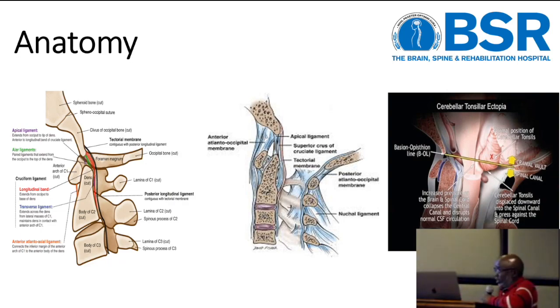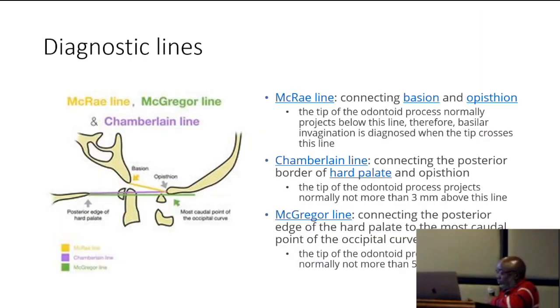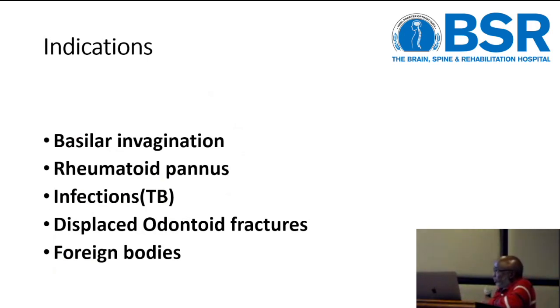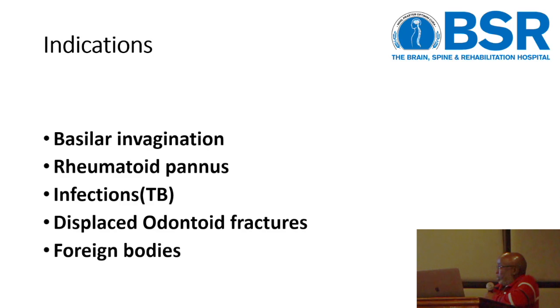And what are the indications for transoral decompression? Gentleman code absolutely says B1, but we will see about it later. The pannus, especially in rheumatoid arthritis, infections like TB in our setup, that's common. Displaced fractures of the odontoid process and foreign bodies.